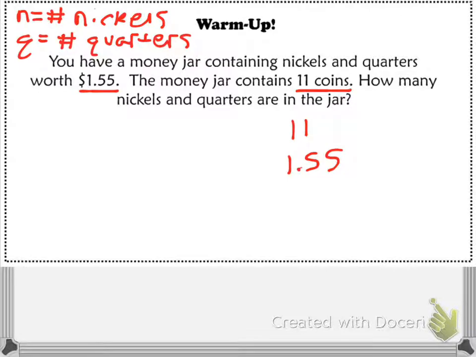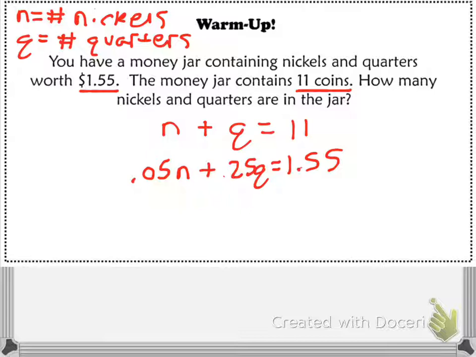Okay, so I know that the number of nickels plus the number of quarters just has to give me my 11 total. But for the dollar amount, I need to include the value of these things. So I know that each nickel is worth 5 cents, or $0.05. So I'm going to have 0.05N plus 0.25Q, and that will give me my $1.55. Why don't you go ahead and pause the video right now, and we'll see if you can come up with the solution for that.